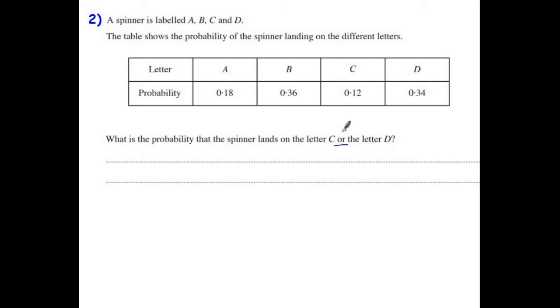Don't forget, this word or means add when we're dealing with probability. So the probability it lands on C is 0.12. And the probability that it lands on D is 0.34. Because it's asking for C or D, we add them together. So that is 0.46. So the probability that it lands on C or D is 0.46.